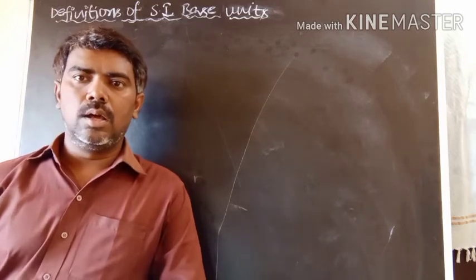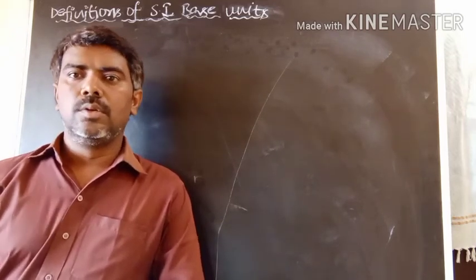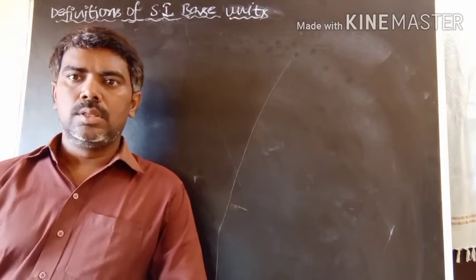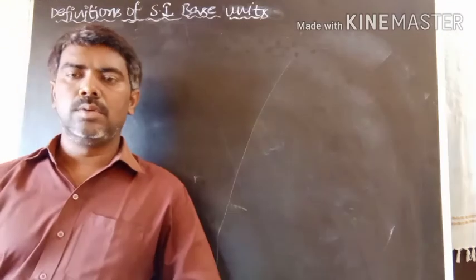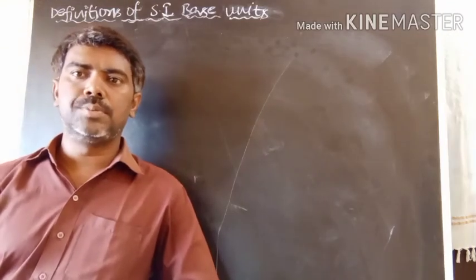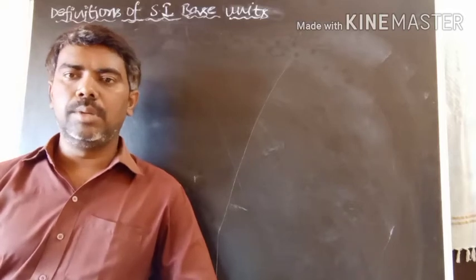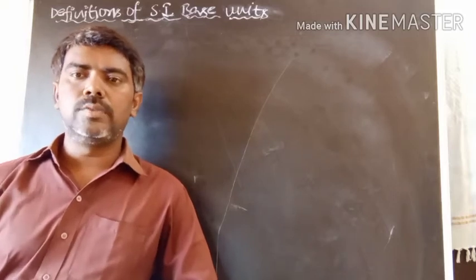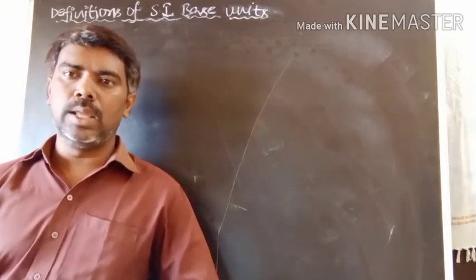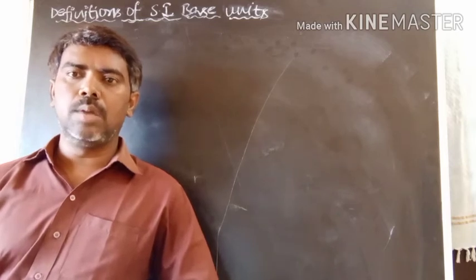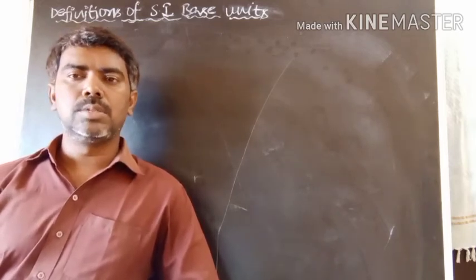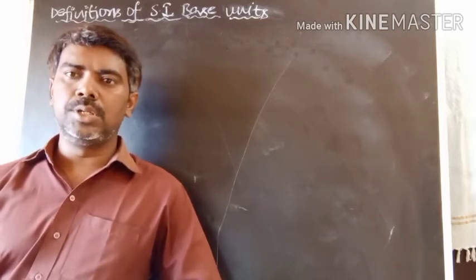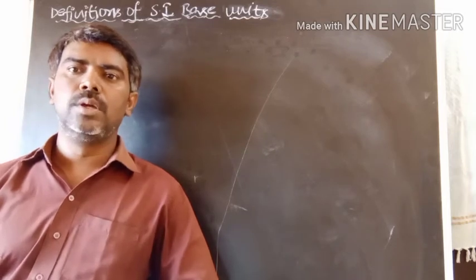In the previous class we discussed a few fundamental quantities, their SI units and symbols. There are a total of 7 fundamental quantities: length, mass, time, amount of substance, electric current, thermodynamic temperature, and finally luminous intensity. Out of these 7, 4 have been explained: length, mass, time, and amount of substance. Today I will discuss the remaining fundamental quantities: electric current, thermodynamic temperature, and luminous intensity.